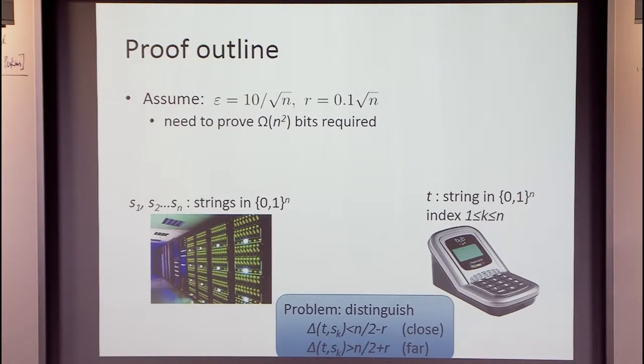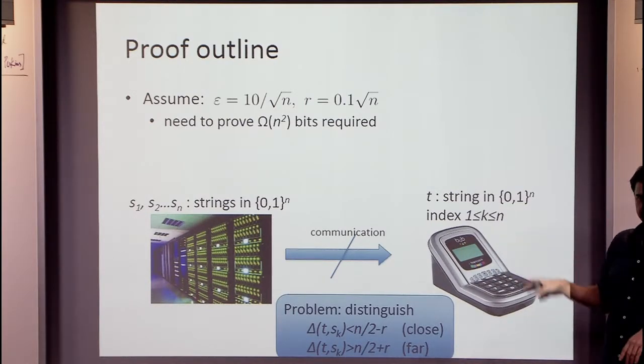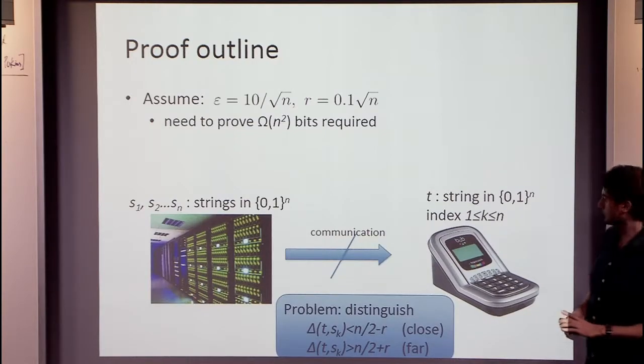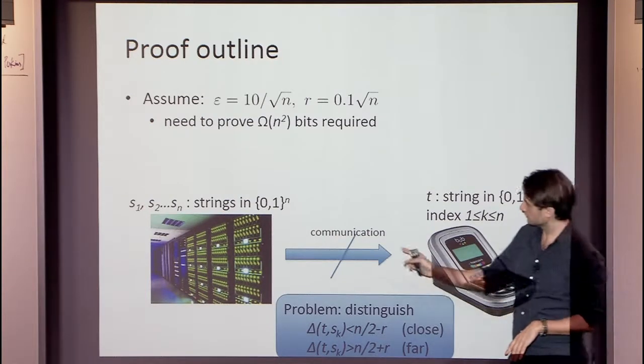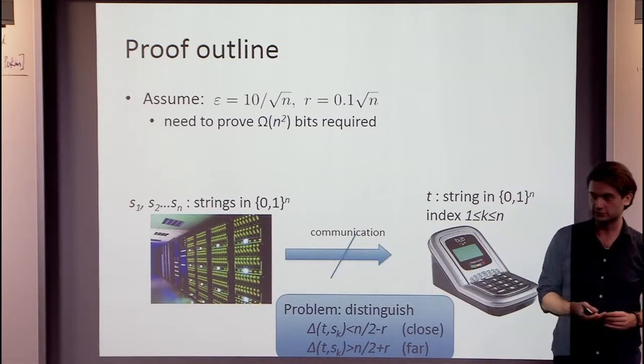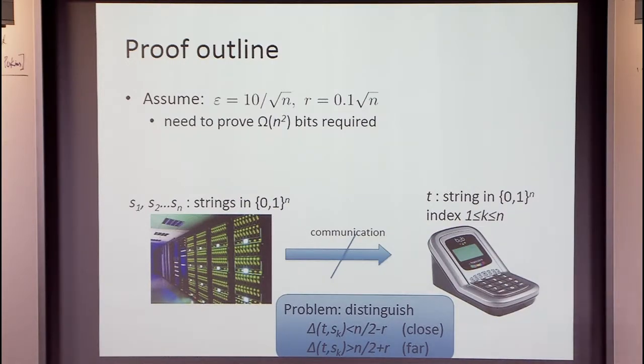So this is the problem we need to solve. How do we solve it? Basically, Alice sends a bunch of information to Bob, and the information cost is essentially how many bits need to be sent. So this is a communication problem.